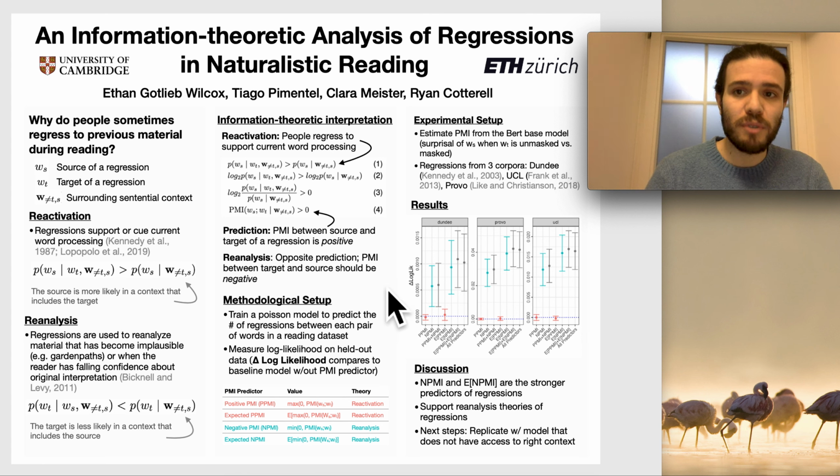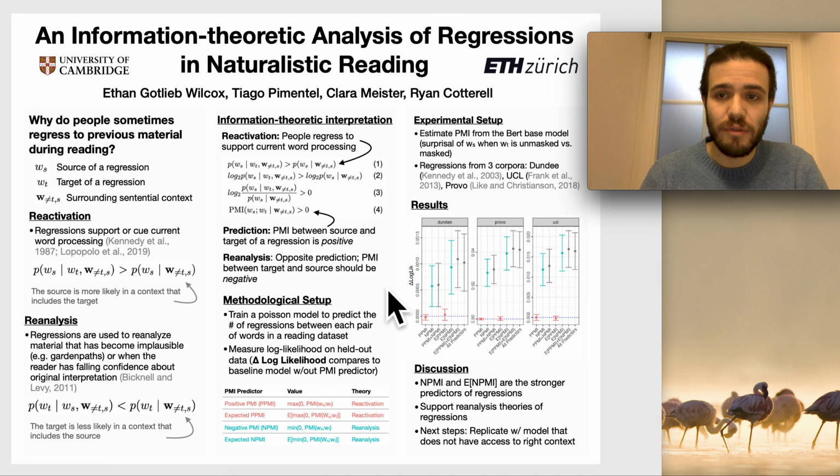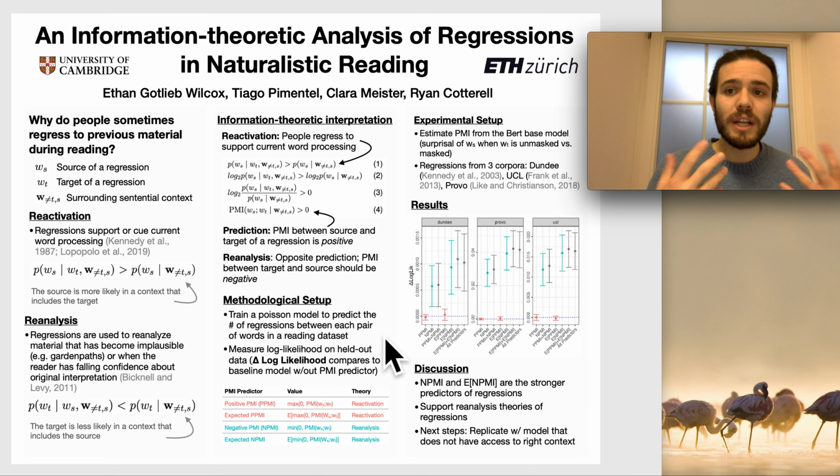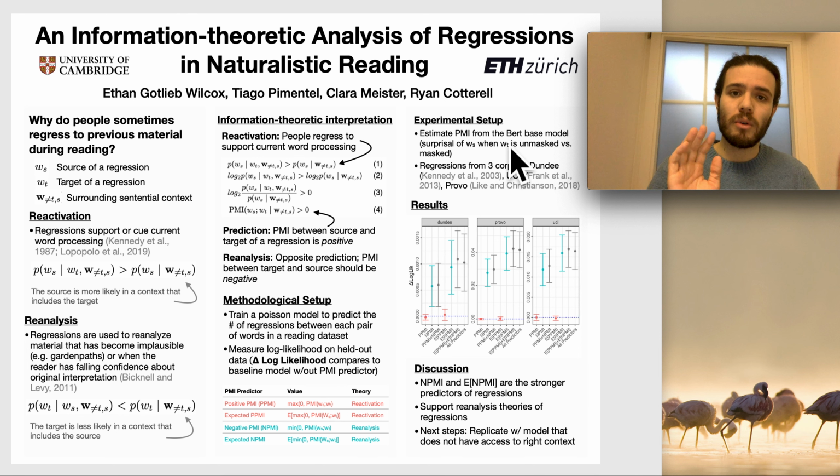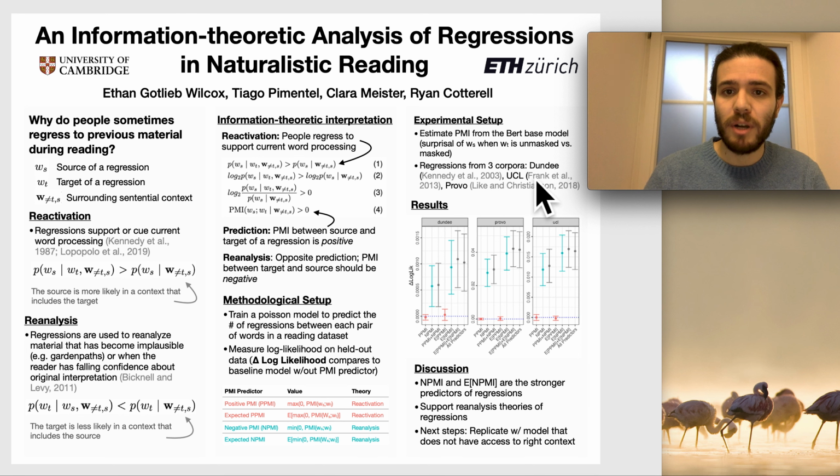We want to test these two predictions by looking at regressions in naturalistic reading. So we train a Poisson model to predict the number of regressions between each pair of words in naturalistic reading datasets, and we include a number of baseline predictors as well as either the positive pointwise mutual information or the negative pointwise mutual information as target predictors. We measure the likelihood of the model on held-out data. Just a few more experimental items: we estimate PMI from the BERT model using masking of either the trigger or the target, and we look at regressions from 3 corpora, the Dundee corpus, the UCL corpus, and the Provo corpus.